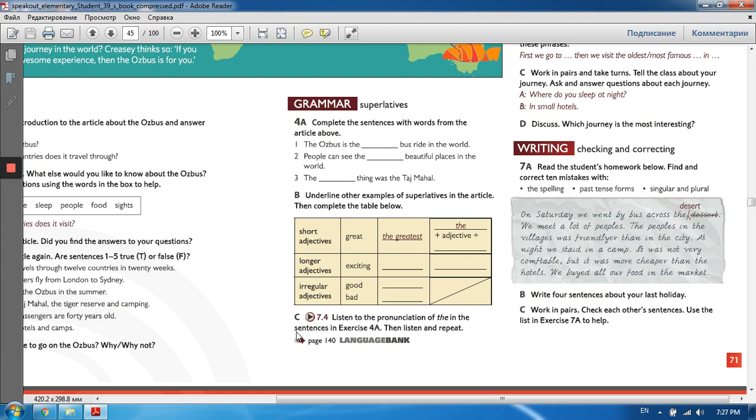So we have got here C. Listen to the pronunciation of the in the sentence in exercise 4A. Then listen and repeat. We have to pay attention to the pronunciation of the in this exercise.